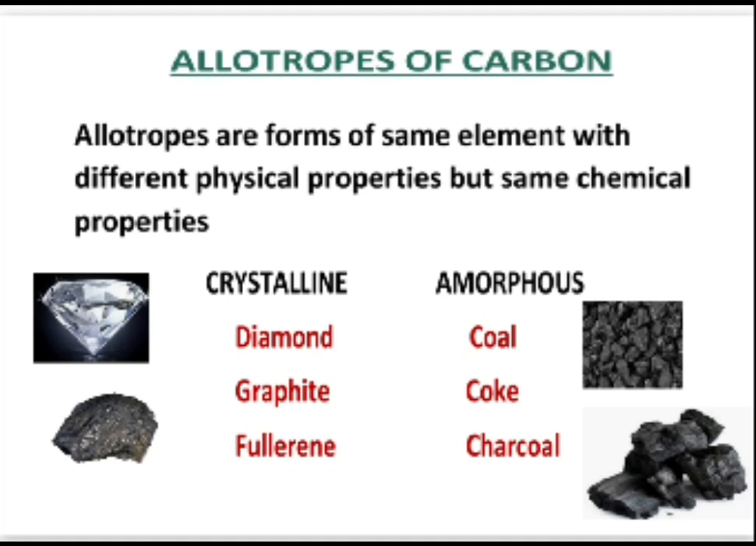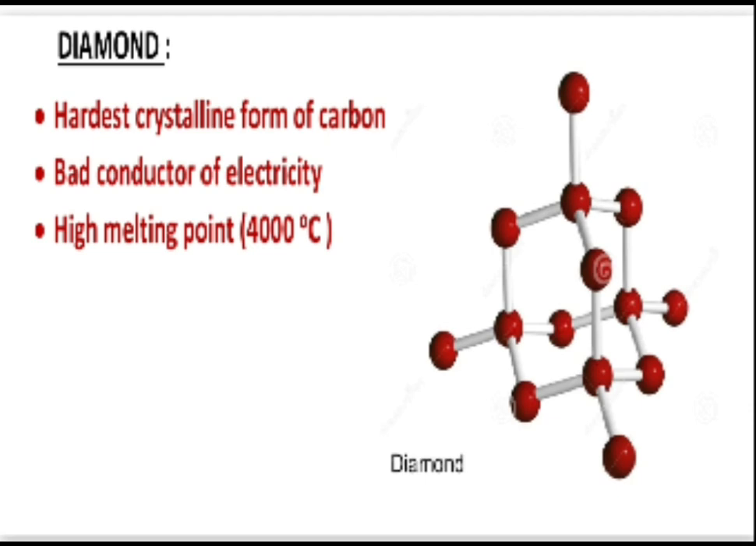The other thing you can note from the screen is with reference to the images. As you can observe here, diamond and graphite both are able to produce luster. They are shining in nature. So that is a general characteristic property of crystalline compounds, whereas there is no shining or luster shown by the amorphous materials. After that, we'll move on to the various allotropes of carbon and see them in detail one by one.